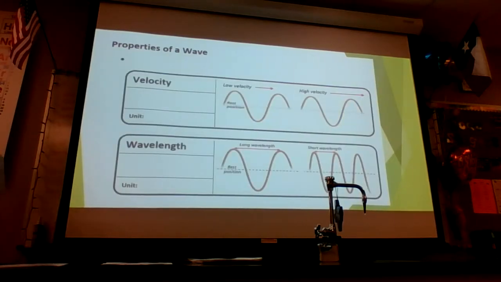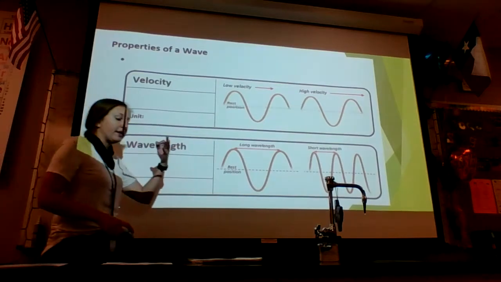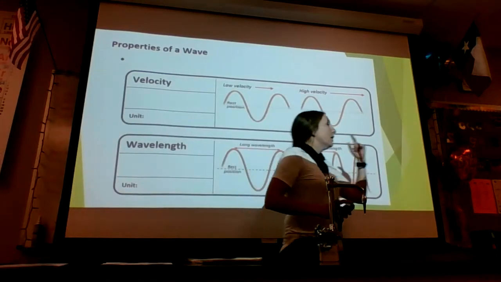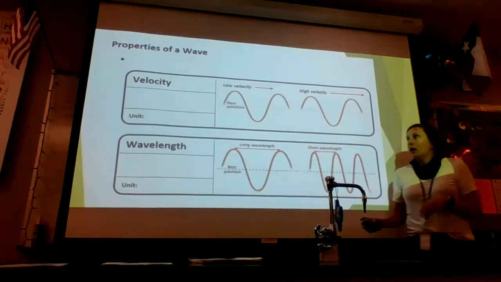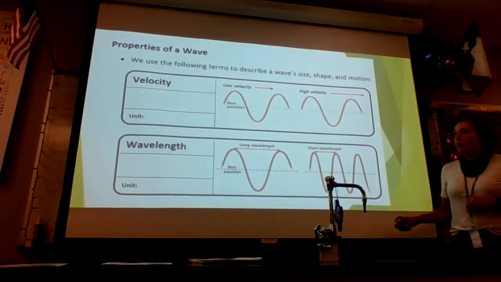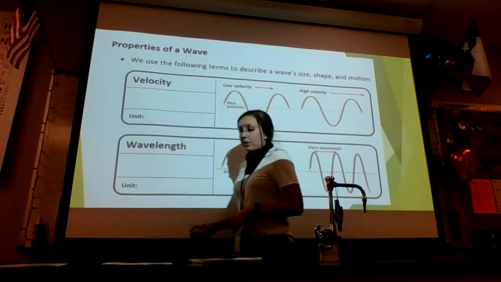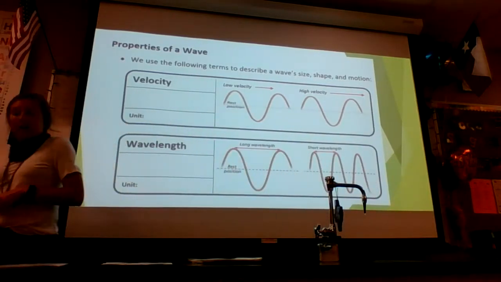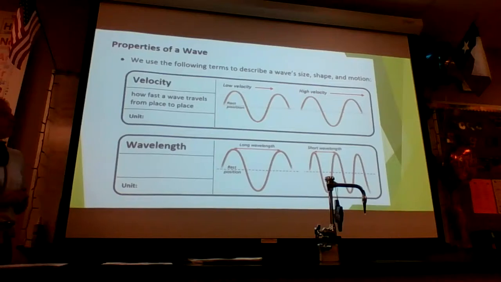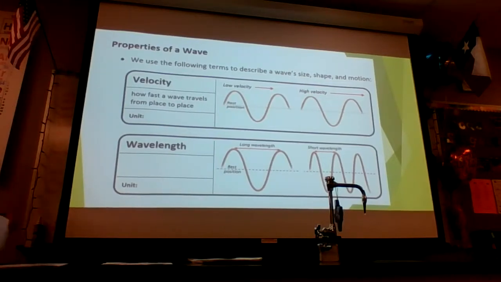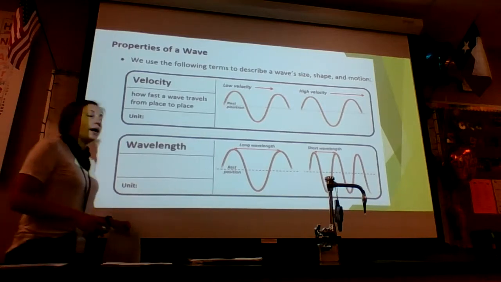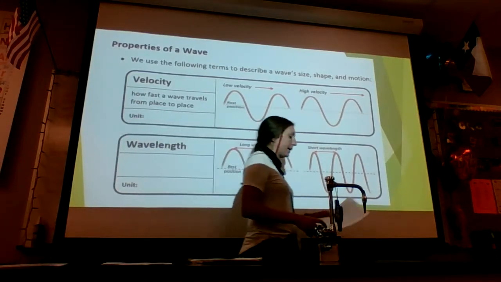All right, now we have properties of a wave. There's going to be 3 of these that we talk about today: velocity, wavelength, and frequency. Let's go ahead and knock out velocity. We use the following terms to describe a wave's size, shape, and motion. Velocity, how fast a wave travels from place to place.